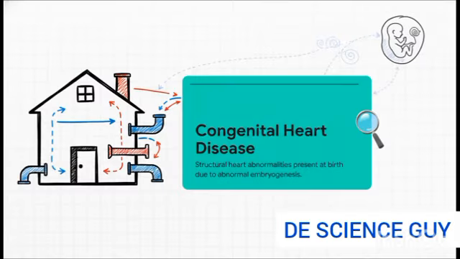Imagine the normal human heart as a perfectly constructed four-room house. You've got the right and left atria on top, and the right and left ventricles on the bottom. Blood flows through this house in a highly coordinated way, right? It's regulated by specific doors, the cardiac valves, and intricate plumbing, the major vessels like the aorta and pulmonary artery.